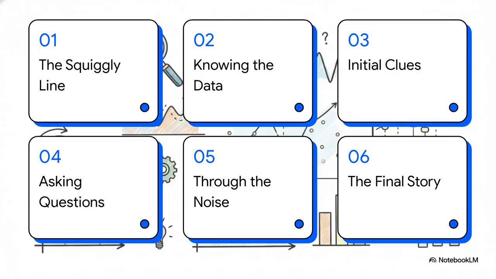So here's our game plan. First, we'll define the mission in the case of the squiggly line. Then we'll get to know the data, our key witnesses, if you will. After that, we'll start searching for some initial clues, and then get into the art of asking the right questions. We'll even learn how to see through all the noise to find the real patterns. And finally, we'll put all the pieces together to tell the story.